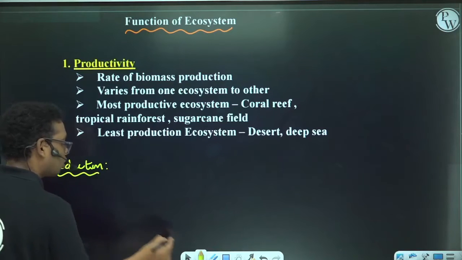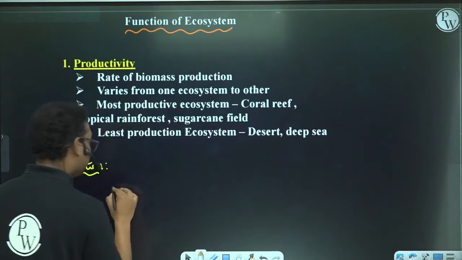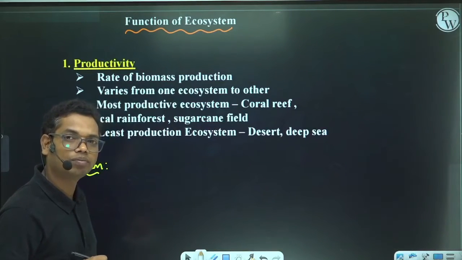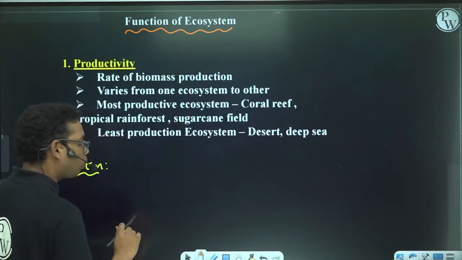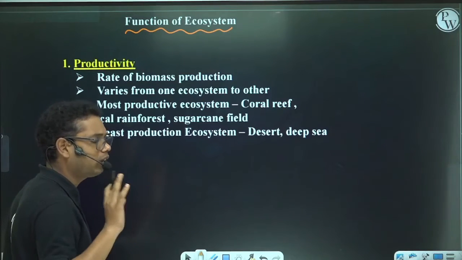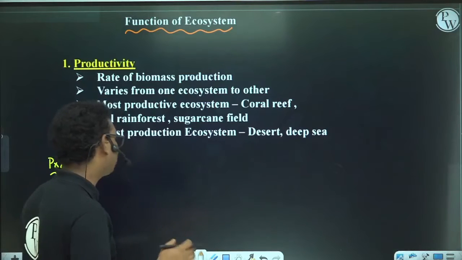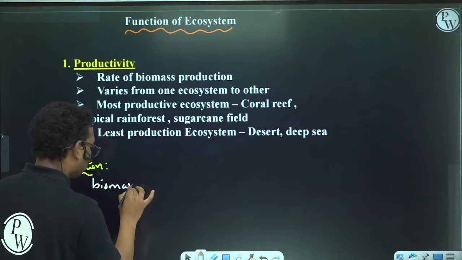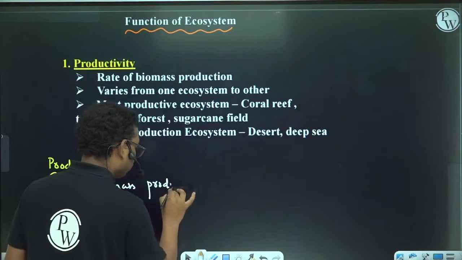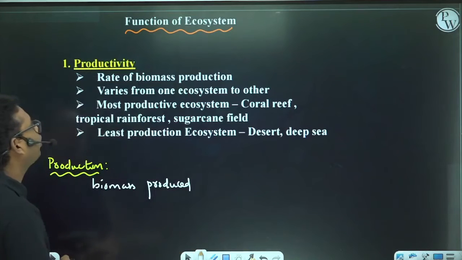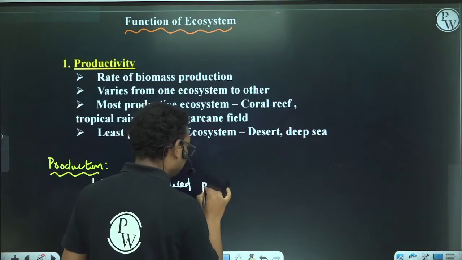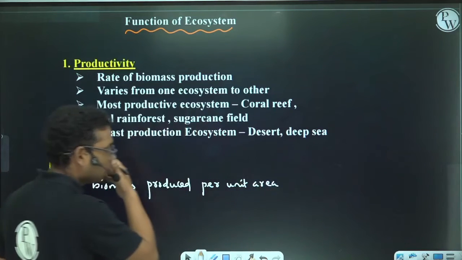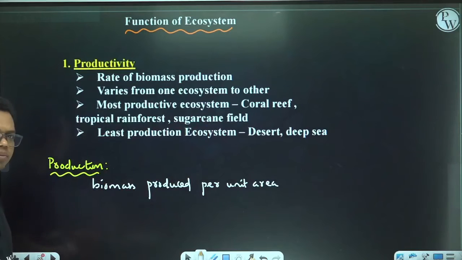So what do you mean by production? Production is basically the formation or synthesis of biomass per unit area. Per unit time, how much biomass is produced, that is production. So I can say here that how much biomass is produced per unit area, that is called production.